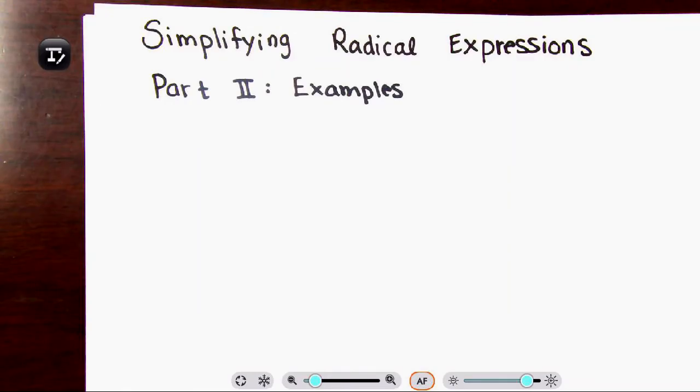Welcome. This video is part 2 of simplifying radical expressions. If you did not have the opportunity to watch part 1, go ahead and do so right now before watching this video, as we're going to be using some rules, some properties in this video that you need to be aware of. If you're not aware of that, go ahead and watch part 1.